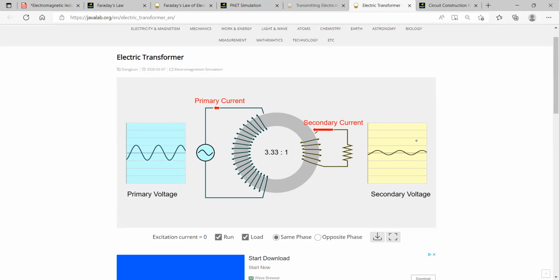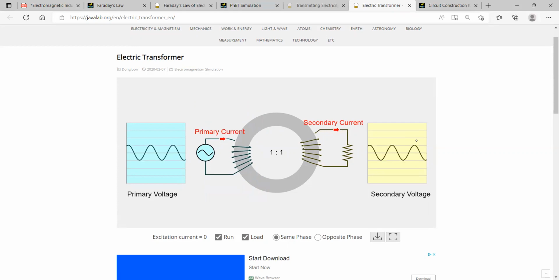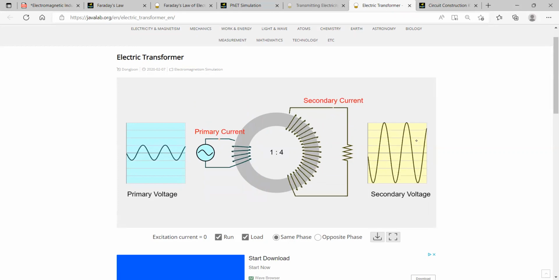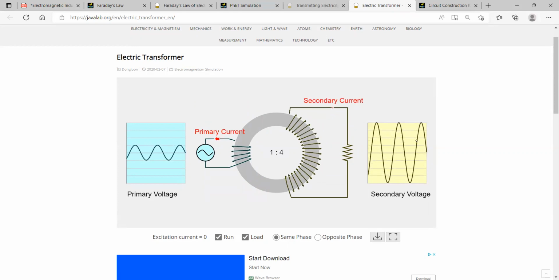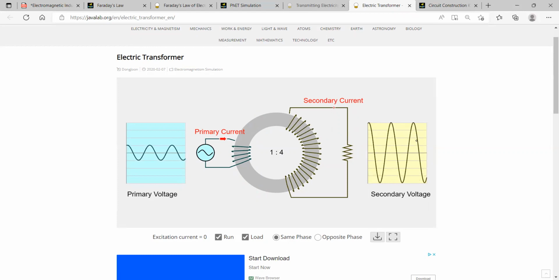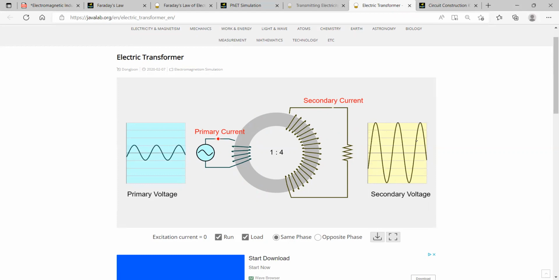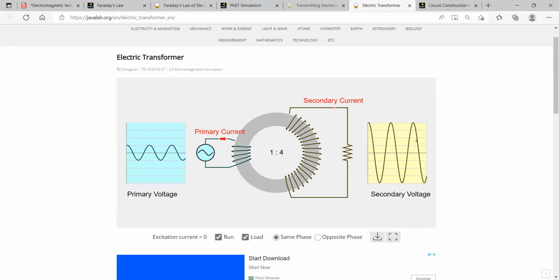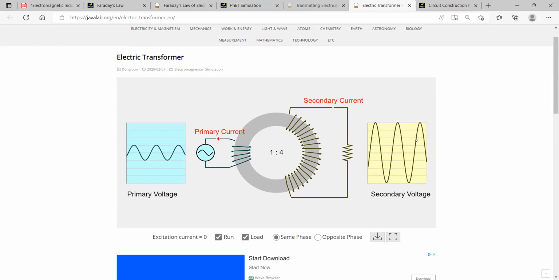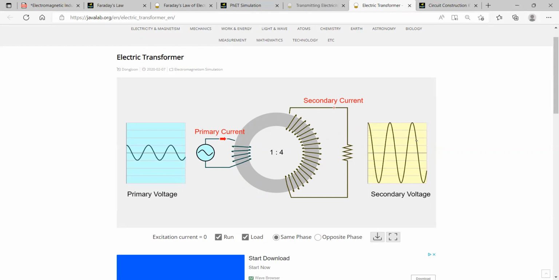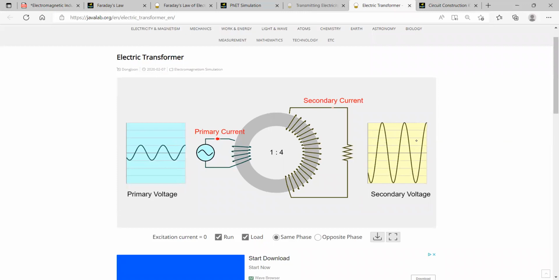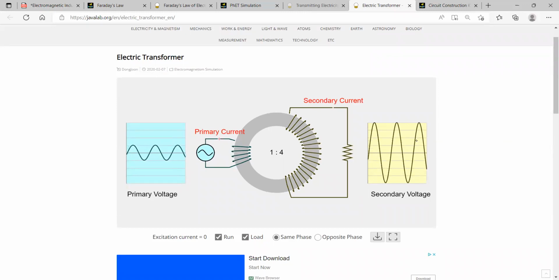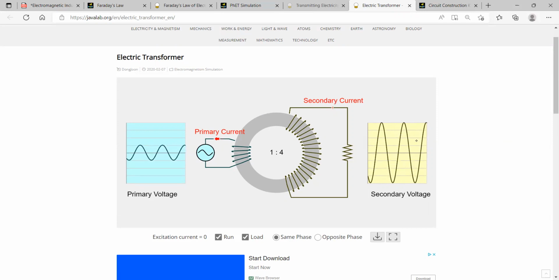On the other hand, if you want to increase the voltage, if you want to step up, here you see now the primary voltage is smaller than the secondary voltage, so here we stepped up. How did we step up? By increasing the number of loops in the secondary coil. So that's how a transformer works.